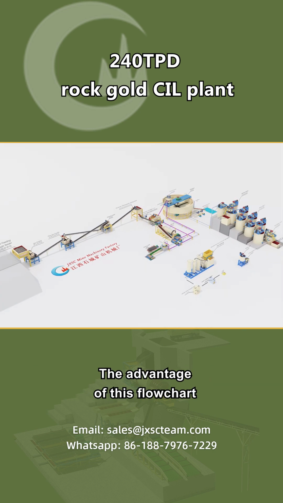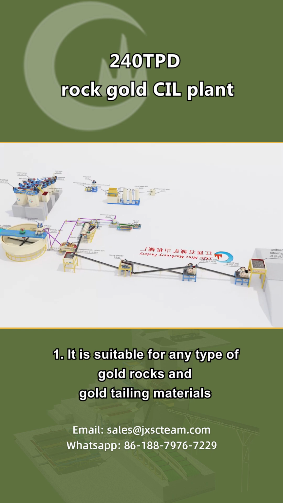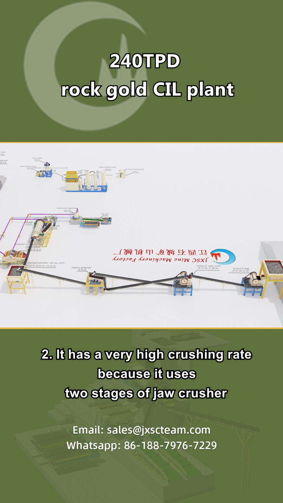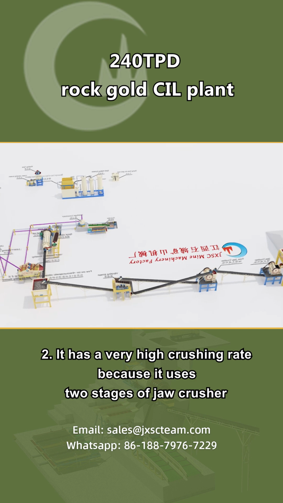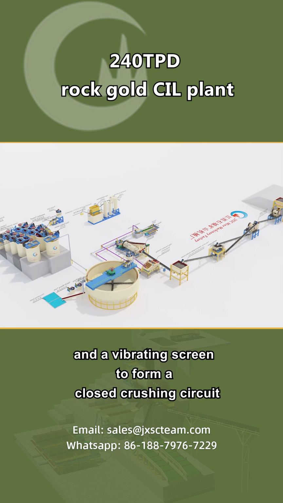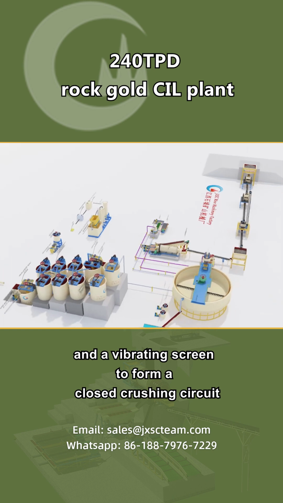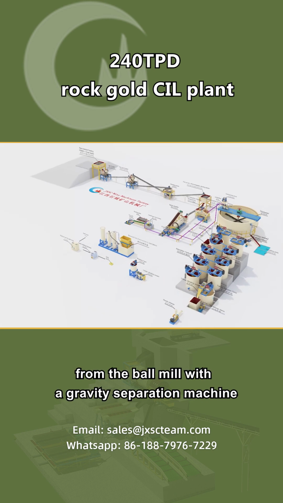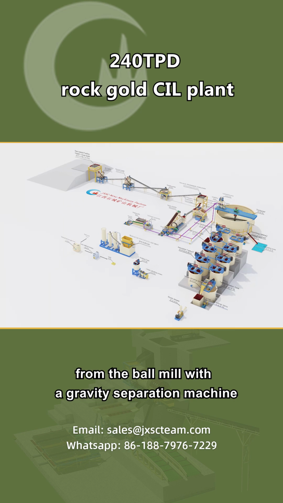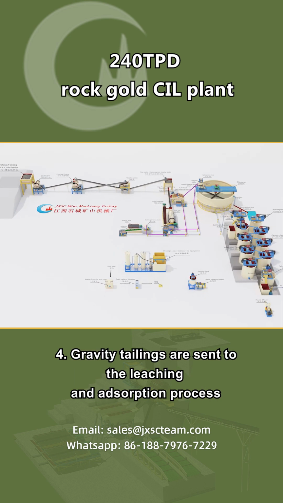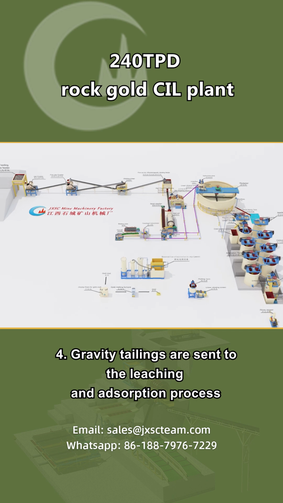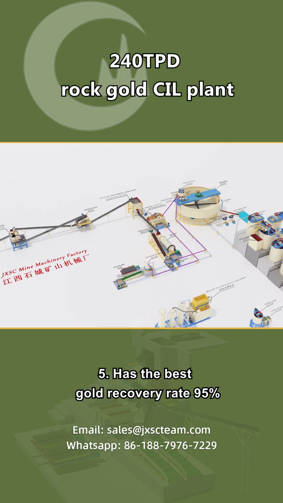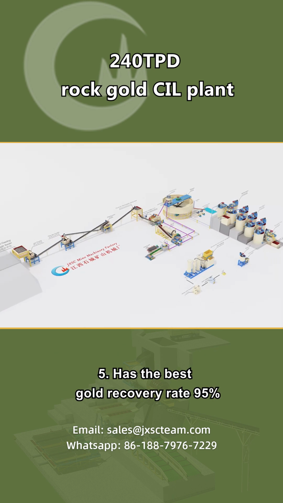The advantages of this flowchart: 1. It is suitable for any type of gold rocks and gold tailing materials. 2. It has a very high crushing rate because it uses 2 stages of jaw crusher and a vibrating screen to form a closed crushing circuit. 3. It can fast recover a part of liberated free gold from the ball mill with a gravity separation machine. 4. Gravity tailings are sent to the leaching and adsorption process, which uses a CIL plant to recover maximum gold. 5. Has the best gold recovery rate, 95%.